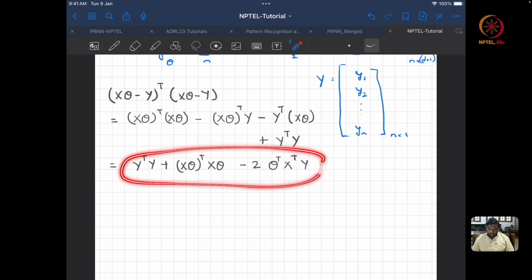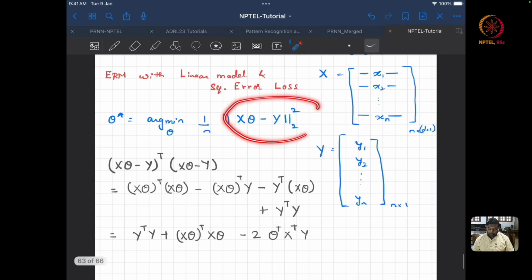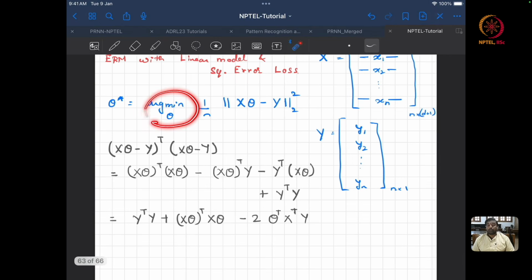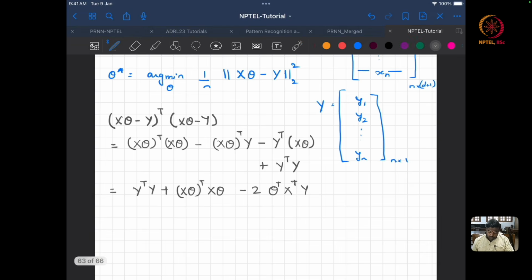Now this is your equation. So how do you find the argmin? The idea is quite simple. You just differentiate with respect to theta. Again, this is a scalar and theta is a vector. So you are taking the partial derivative of a scalar with respect to a vector.